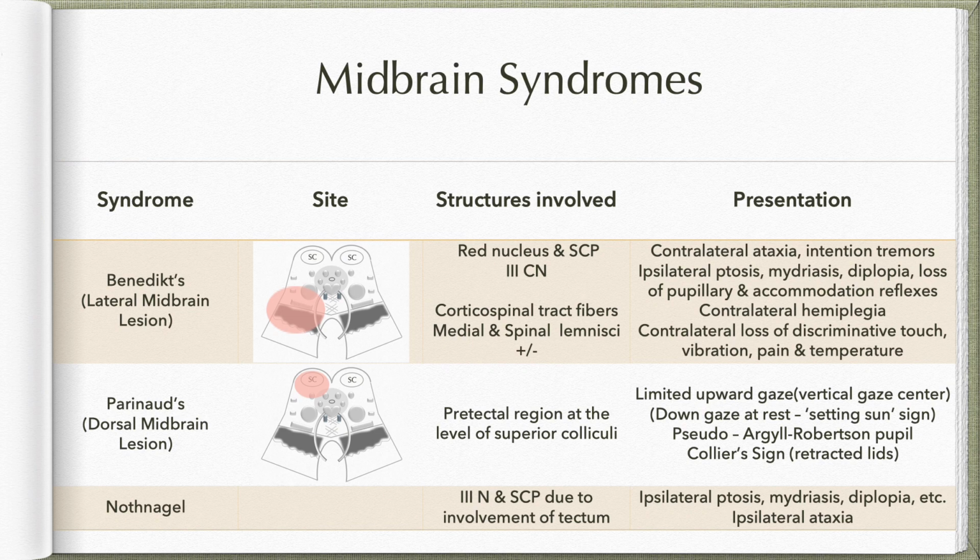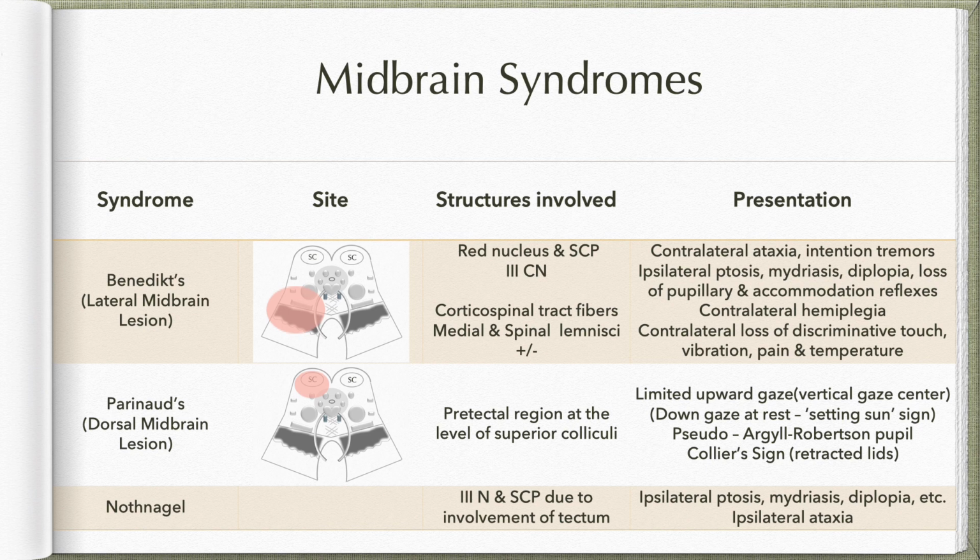Corticospinal tract fiber involvement will result in contralateral hemiplegia, may show features of even corticonuclear fiber involvement. And because of the lemniscal involvement, there will be contralateral loss of discriminative touch, vibration, pain and temperature, both on the body as well as in the face region.